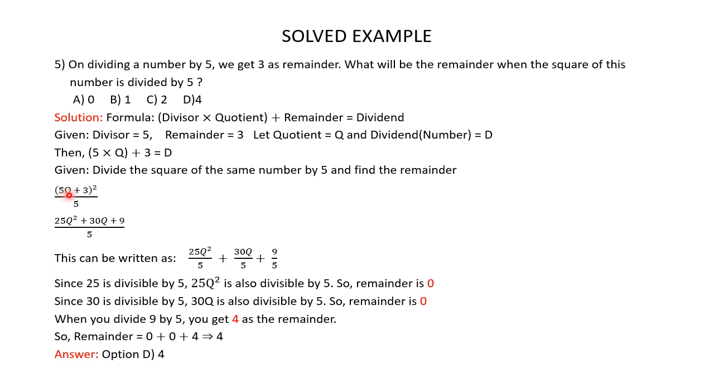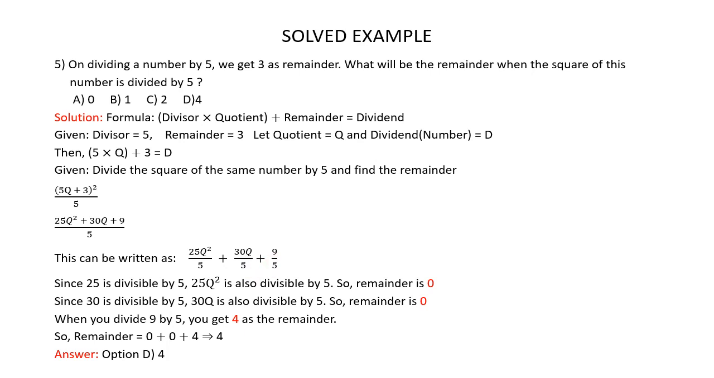5Q plus 3 the whole squared is similar to A plus B the whole squared. So when you expand 5Q plus 3 the whole squared, you will get 25Q squared plus 30Q plus 9. So you have to divide 25Q squared plus 30Q plus 9 by 5. You can write this fraction as 25Q squared upon 5 plus 30Q divided by 5 plus 9 divided by 5.